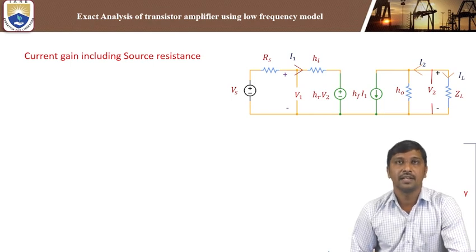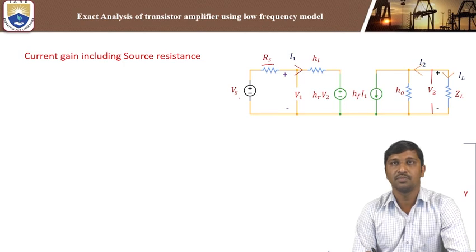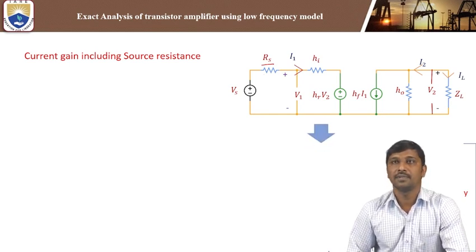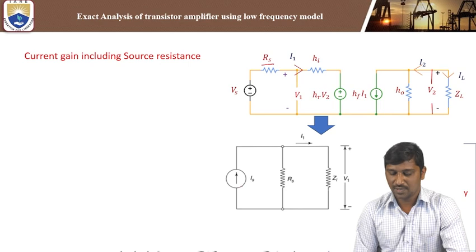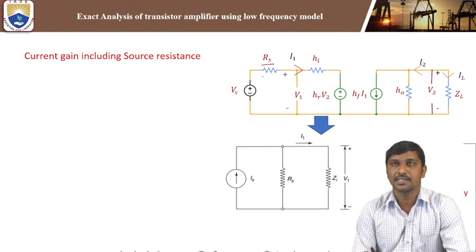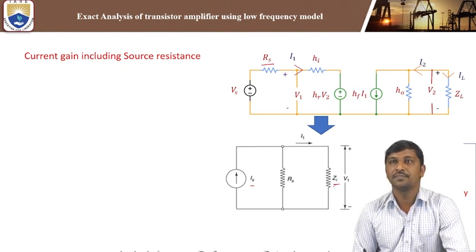Similarly, we need to identify the current gain including the source resistance, that is Rs. Now we need to convert this. We have the voltage source on the input side. This voltage source is converted into a current source according to Norton's theorem. When we convert the voltage source into a current source, the resistance is in parallel with the current source. So this is Is and Rs, and on the input side this is the total input impedance.